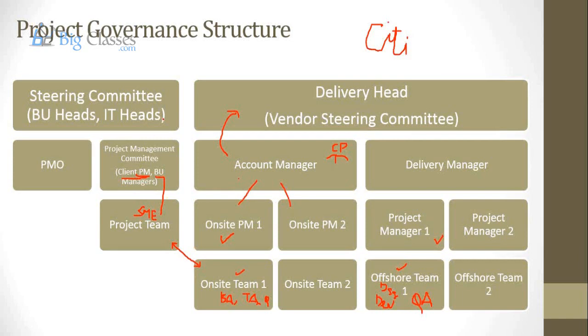Over and above them are the head of that particular business unit, and then the CIO or the CTO, whoever it is. The steering committee would be the final head. So this is how a typical project would be organized. You as a business analyst would be part of the on-site team, and your interactions would be primarily with these SMEs. Okay.